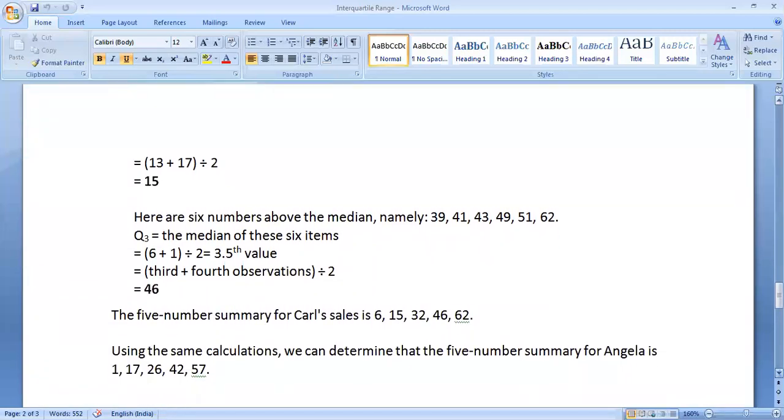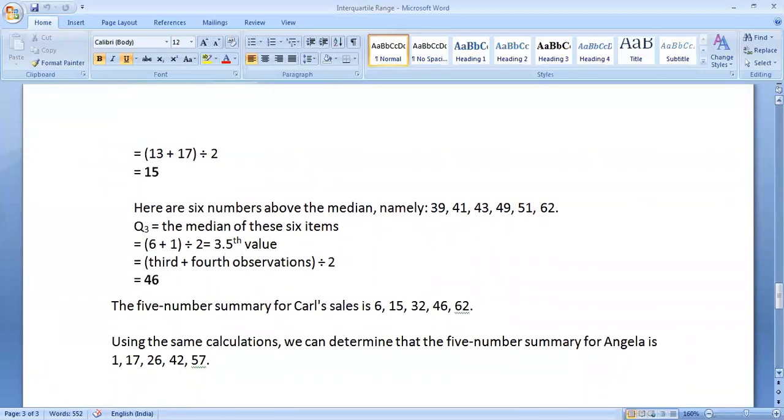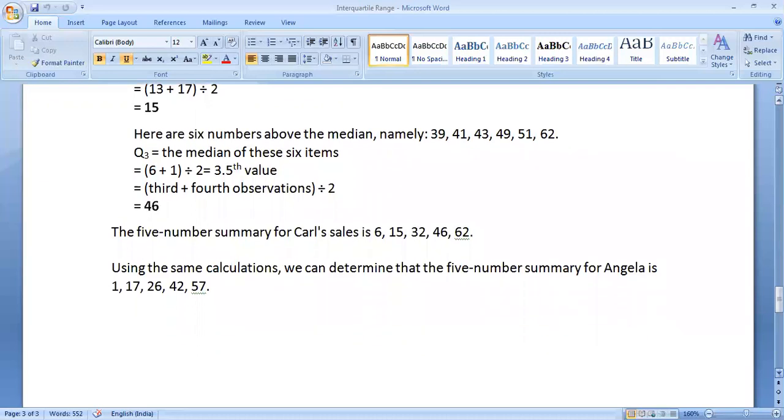Similarly, the numbers greater than 32 are 39, 41, 43, 49, 51, and 62. Again, the number of elements is even, so the median is 43 plus 49 divided by 2. 43 plus 49 is 92, divided by 2 is 46. So we have Q1 equal to 15, Q3 equal to 46, and the median is 32. Arranging all these numbers gives the 5-number summary: 6 the minimum, 62 the maximum, 15 the first quartile, 32 the median, 46 the third quartile. So this is the 5-number summary of the above data.